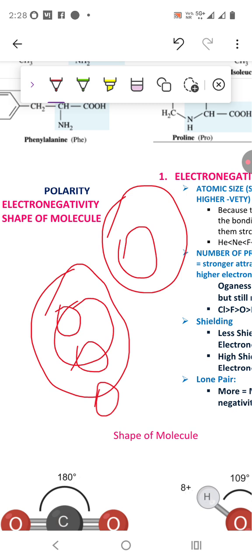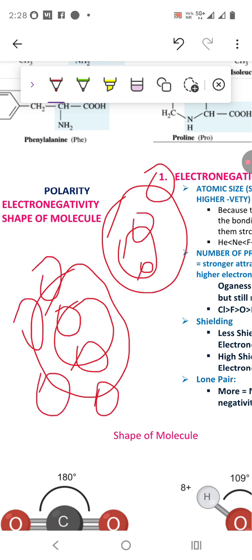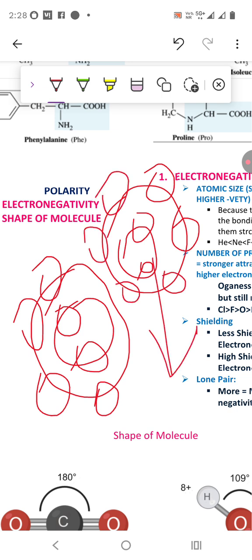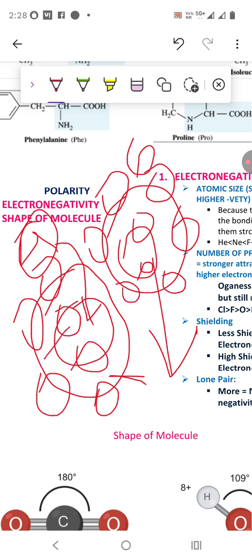Here suppose there is a presence of 4, here 2, 1, 2, 3, 4, 5, 6. It is more electronegative than this. Why? Because there are 6 electrons present in the outermost shell. Here 4 electrons are present in the outermost shell. But out of 4, only 2 are reaching towards the nucleus. 2 are blocked by these innermost electrons. But here 4 are reaching towards the nucleus. 2 are blocked by this innermost electron. So this is more electronegative than this.